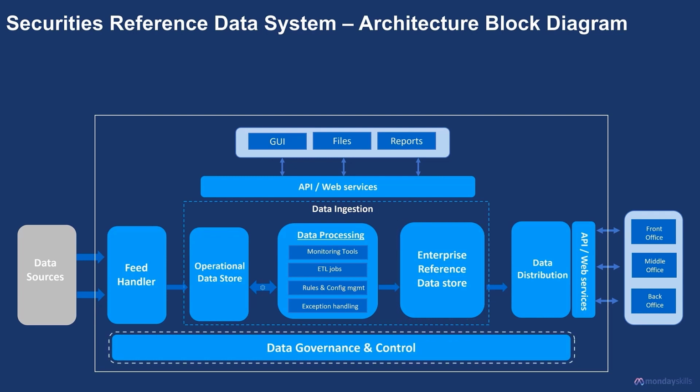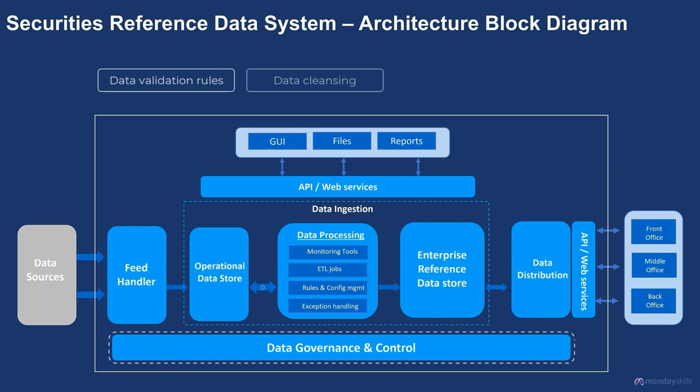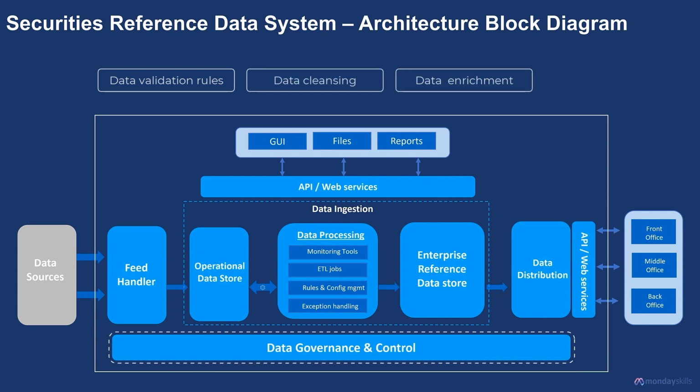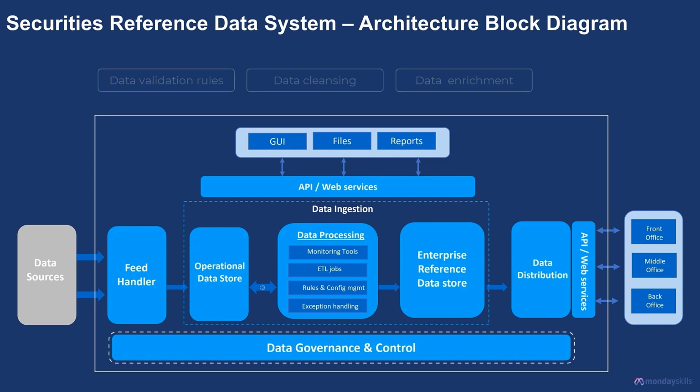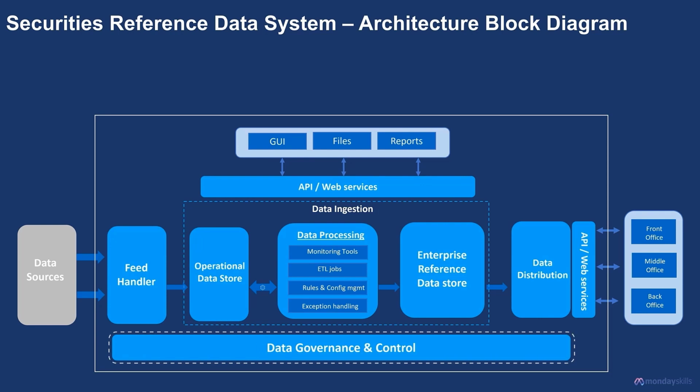Like any other data management system, data governance and data quality components in a securities reference data system ensure the accuracy, integrity, and reliability of securities reference data. They enforce data validation rules, perform data cleansing and enrichment, and monitor data quality metrics. Data governance frameworks help establish policies and processes for managing and maintaining high-quality reference data.